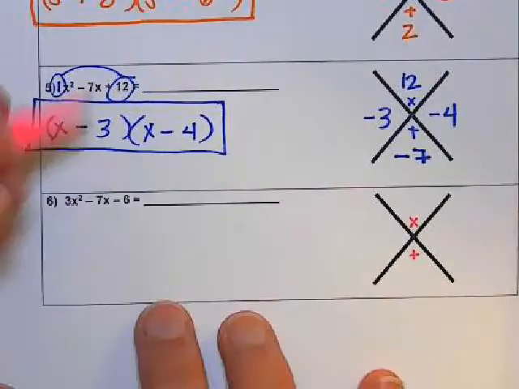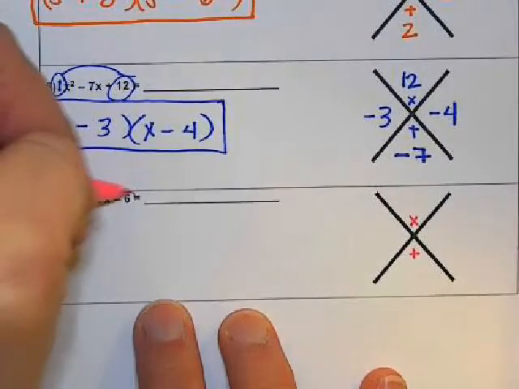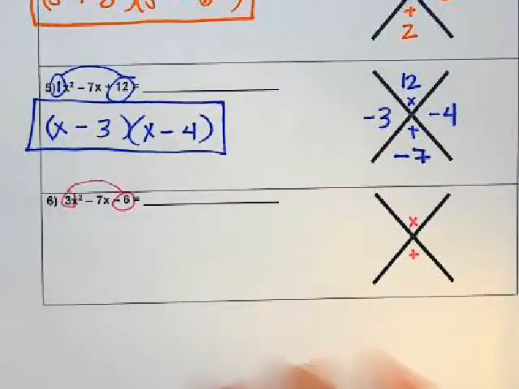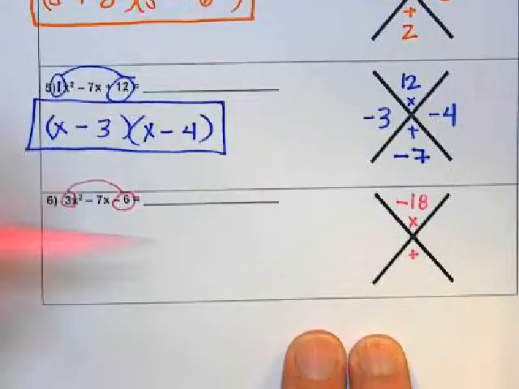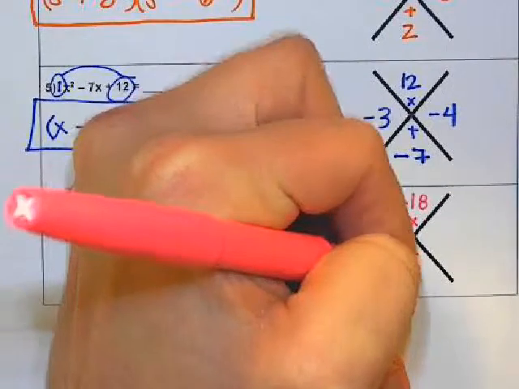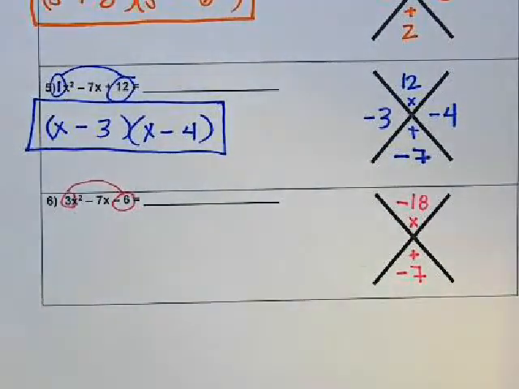Okay. First times last. 3 times negative 6 gives me negative 18. And what goes on the bottom? The middle number, negative 7. Okay, you guys go find your two numbers.